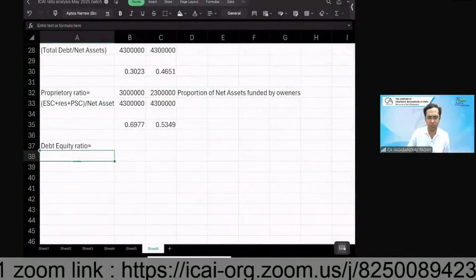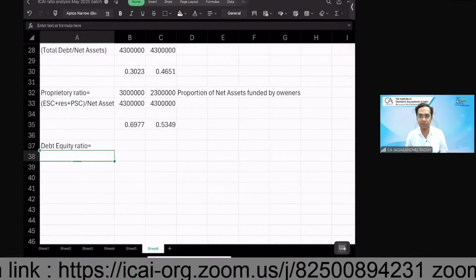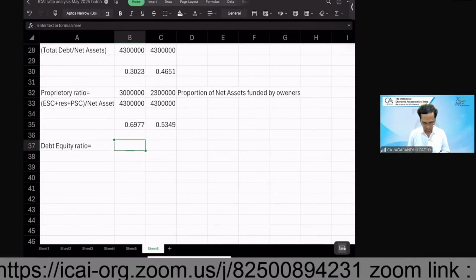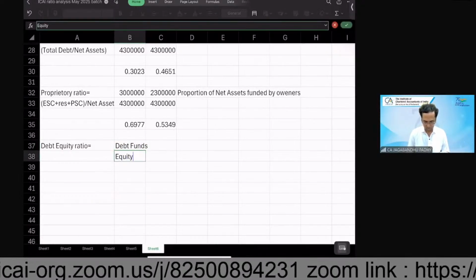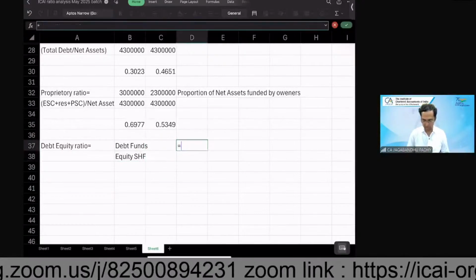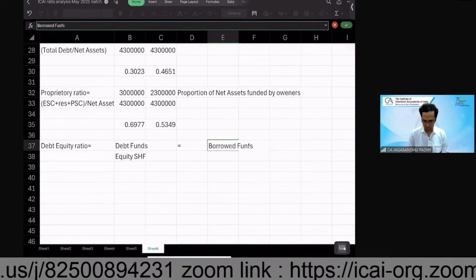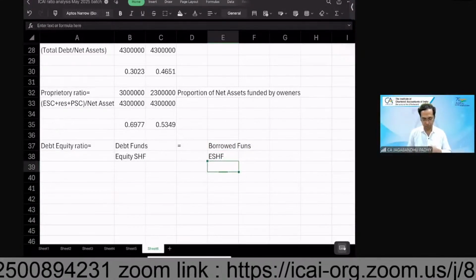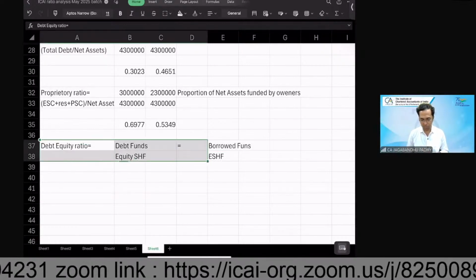Here, debt equity ratio means, of course, in the numerator you will have debt, and in the denominator we'll have the shareholders' equity. So this means debt funds upon equity shareholders' funds, or simply borrowed funds upon equity shareholders' funds. So this ratio is again an indication of long-term solvency.